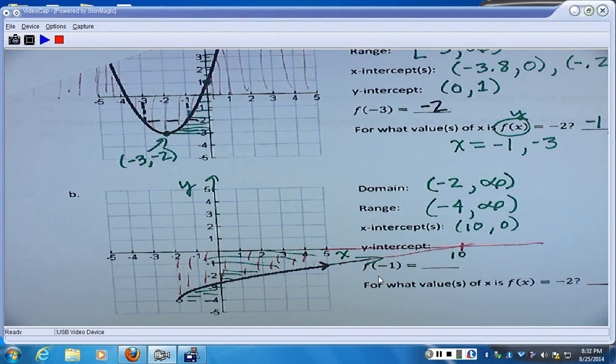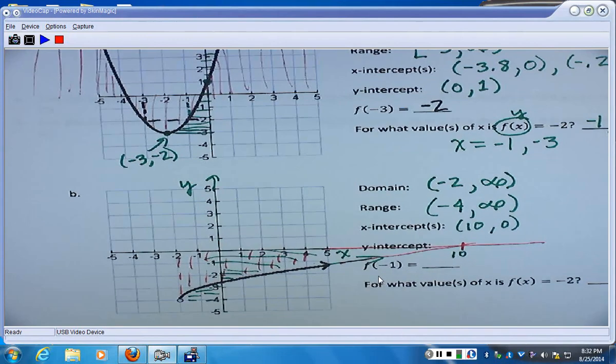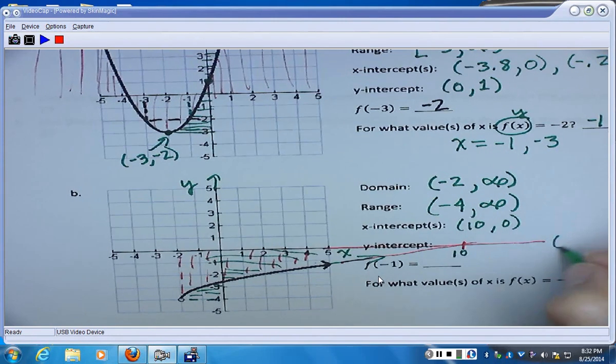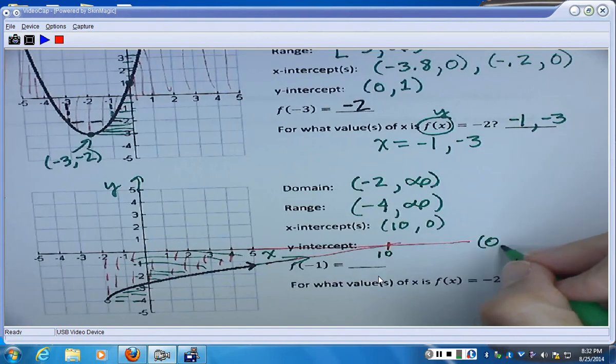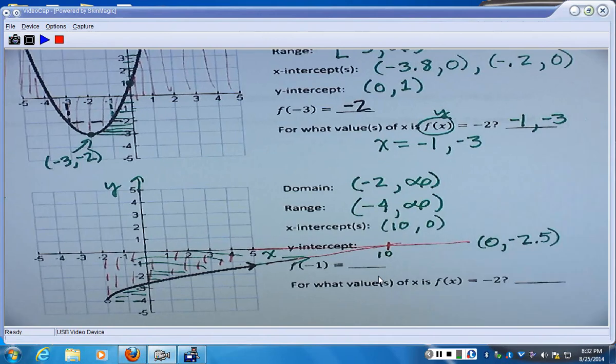Good. All right. And then what's f of -1? Oh, we didn't do the y-intercept. -2.5. Yeah, the y-intercept is -2.5 or something like that. It's close to that. You just have to get close on your answers.